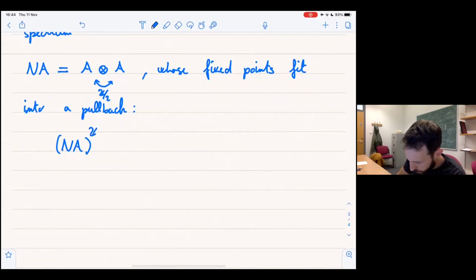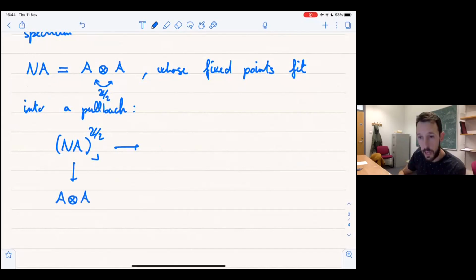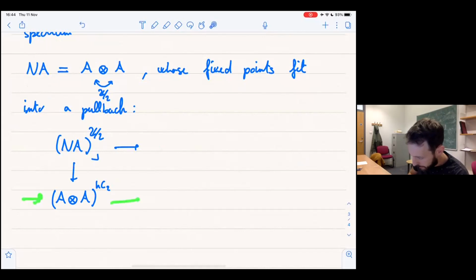So what are the Z-mod2 fixed points of this? This is the isotropy separation square, and well, the underlying spectrum, we said it's A tensor A with the flip. So we take homotopy fixed points of that. You map here the homotopy orbits of the same spectrum map in, and you take the co-fiber, which is by definition Tate.